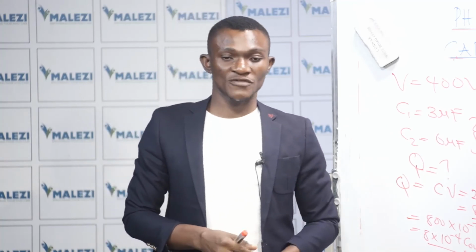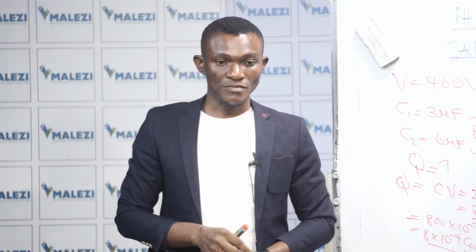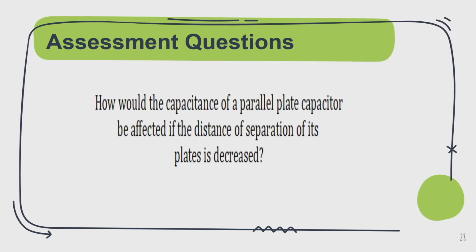So let's move to the next question now. How would the capacitance of a parallel plate capacitor be affected if the distance of separation of its plates is decreased? If the distance of the plates is decreased, what effect would it have on the capacitance of a parallel plate capacitor? You have just 30 seconds to answer that.